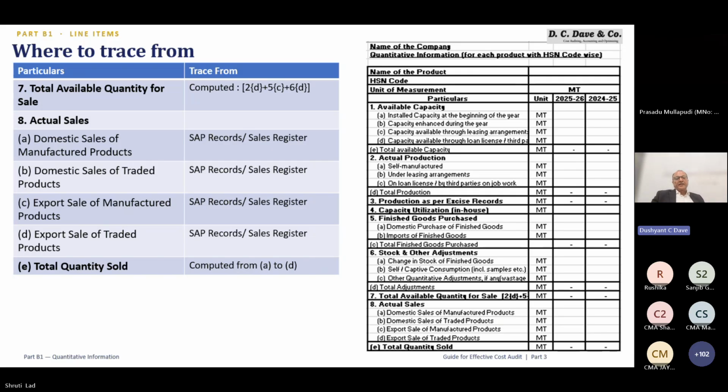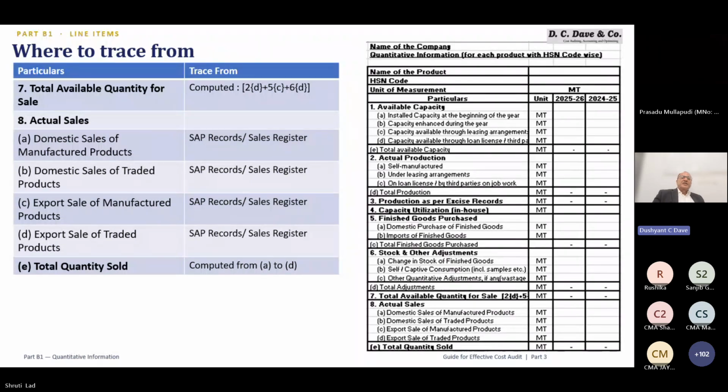Let me give you a practical example. Let's say production is 100,000 units, purchased is 10,000 units, and opening stock was 5,000. So total available is 10,000 plus 5,000 opening stock, plus production of 100,000. So you have a total available of 115,000 units.